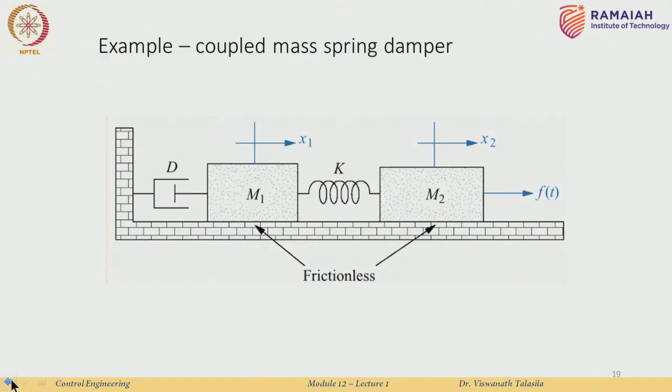Okay. Let us look at one more problem, which is on a coupled mass spring damper. So, we have two masses and they are coupled by a spring with the spring constant K. Mass 2 is pulled in this direction by a force F, and mass 1 is connected to the wall with a damper D, all right. And mass 1 has a displacement x1, mass 2 has a displacement x2, and we are just going to assume that there is no friction between the masses and the ground over here, all right. So, there is no friction, but you can easily incorporate that, that is not a problem.